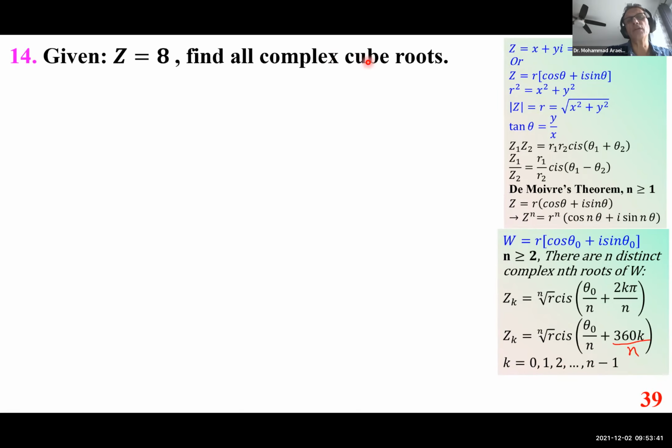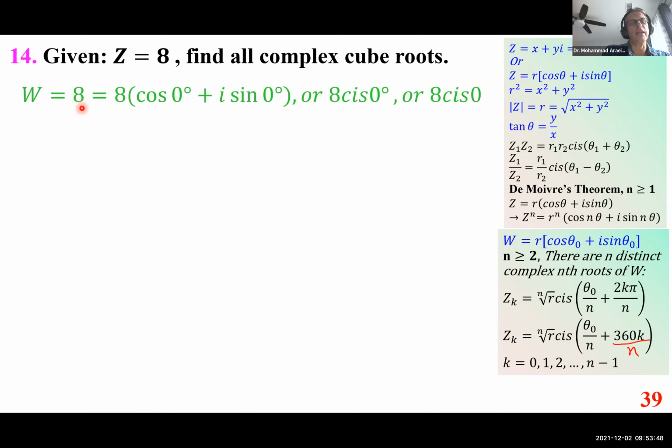So in this case, we want the cube roots. Let's find it. W or 8 is 8 cosine 0 plus i sine 0. I hope you know that any number that has only the real part is along the x-axis, so the angle is 0. Because cosine of 0 is 1 and sine of 0 is 0, there is no i involved. That's why it's 8 cis 0, however you want to write that.